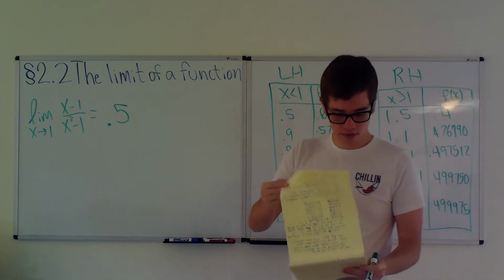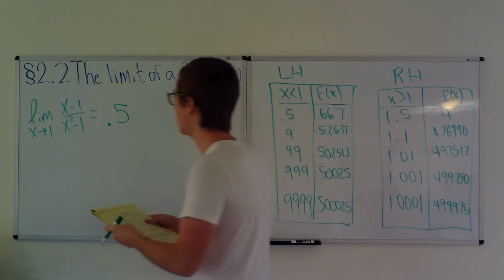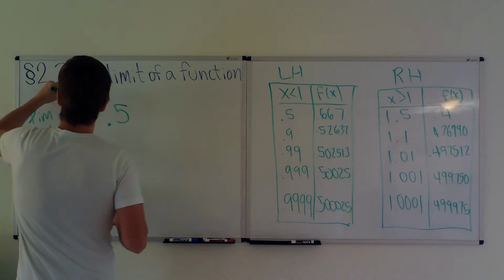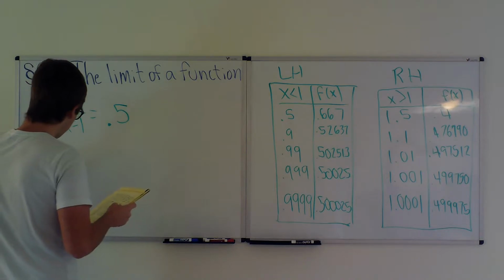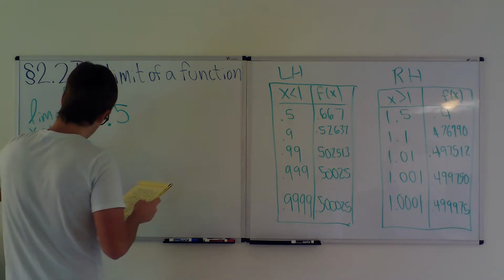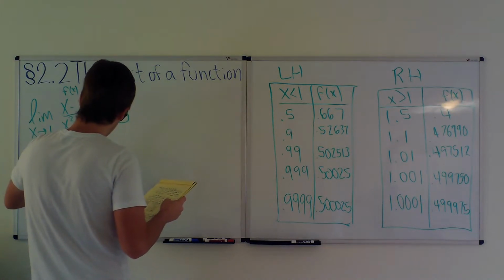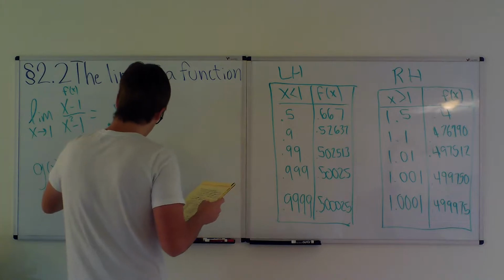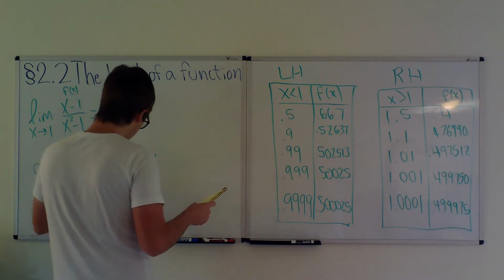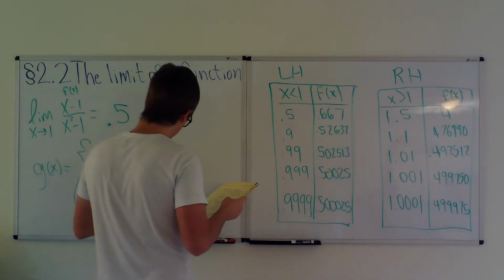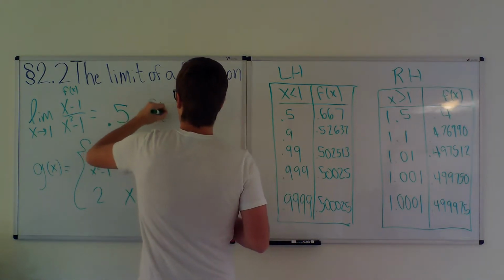So now let's change the function we have. This is our f of x, and now let's have g of x. G of x will be a piecewise function, x minus 1 over x squared minus 1 when x does not equal 1, and then it equals 2 when x equals 1. Right? So then we have our f of x. I'm just going to rewrite it.